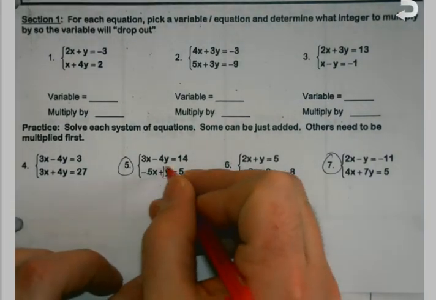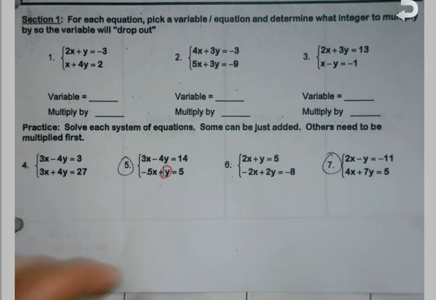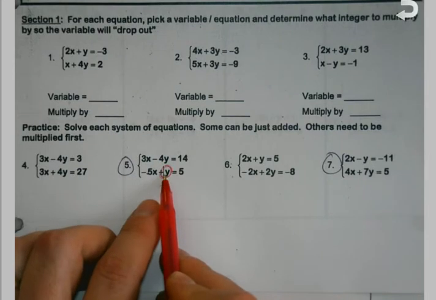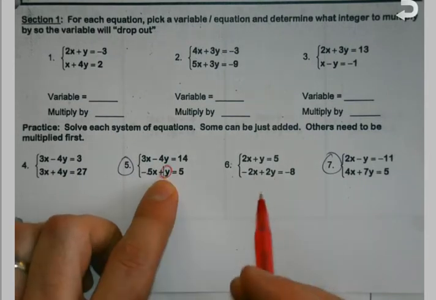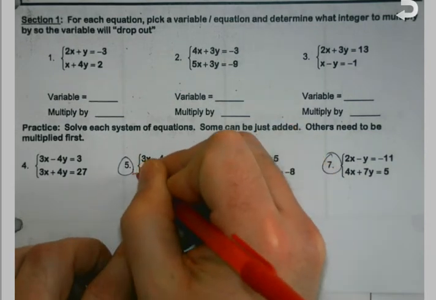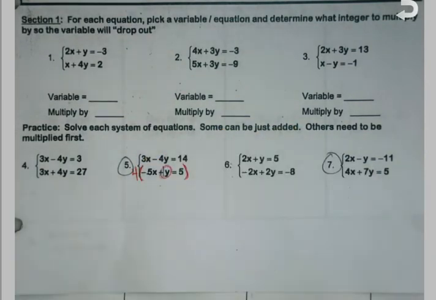But this is my key right here. If I can find that variable that doesn't have a number in front of it. Because if this is negative 4, I want this number to be the opposite. I want it to be positive 4. Well, right now it's only 1. I can make it positive 4 by multiplying everything there by that.